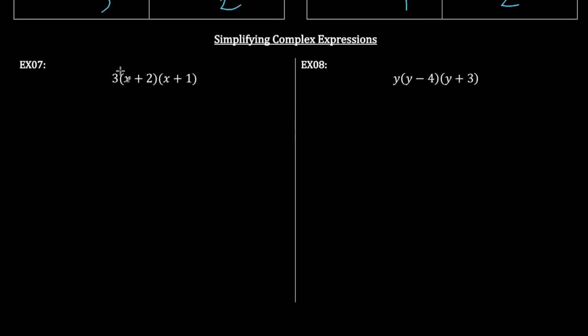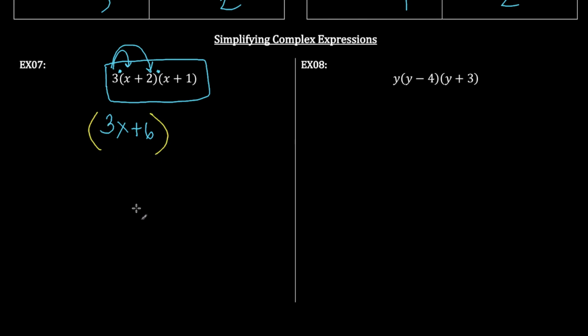So 3 times (x plus 2) times (x plus 1). So we have 3, we multiply by all this, we never add anything to it. So 3 times x is 3x. Positive times a positive is a positive. 3 times 2 is 6. So you see, I multiplied this 3 and the x plus 2. But I'm about to multiply again times the x plus 1. So I need to put this in parentheses again, because I am about to multiply the entire answer by x plus 1.